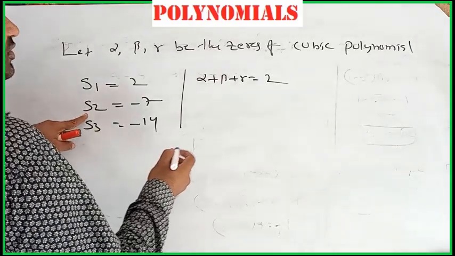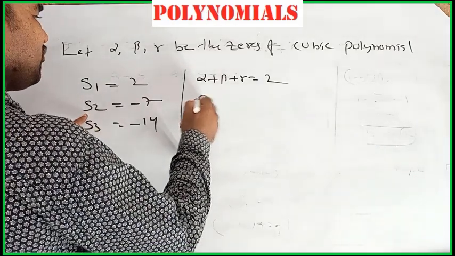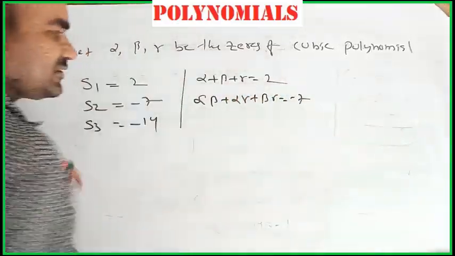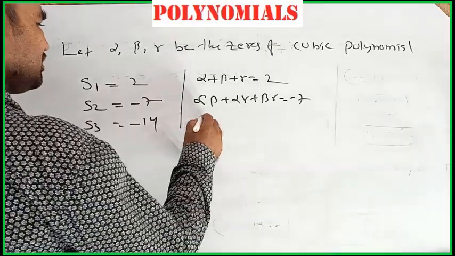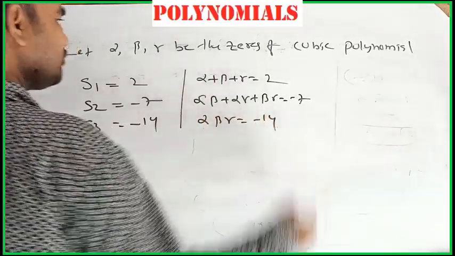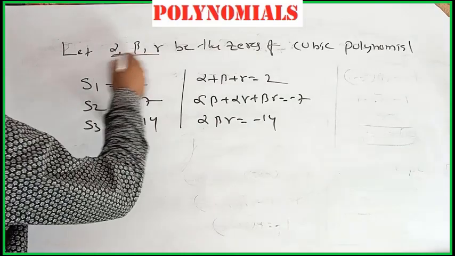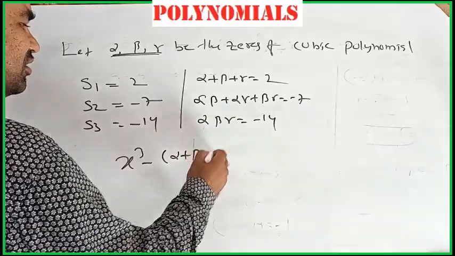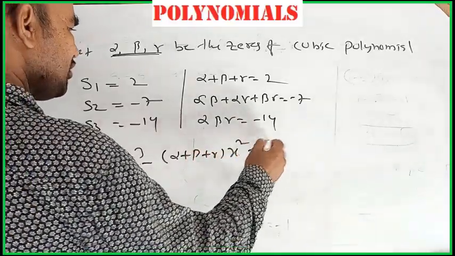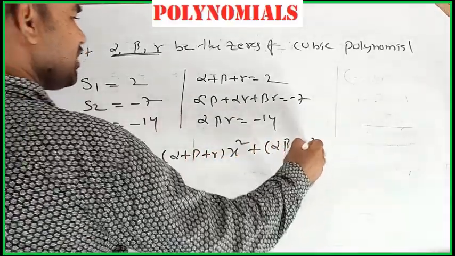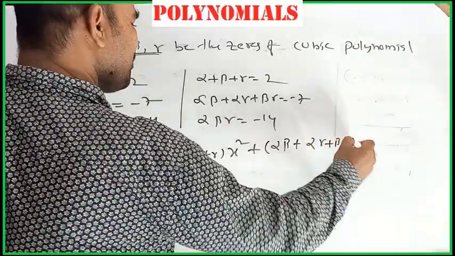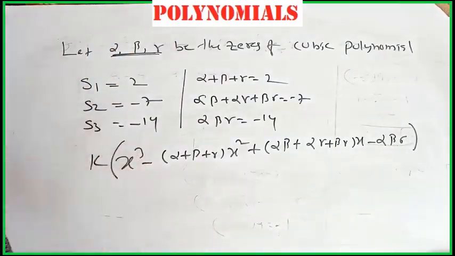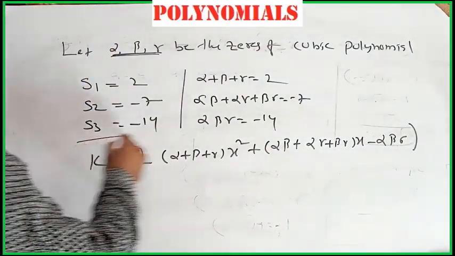Taken 2 at a time, what is the meaning of that? Alpha beta plus alpha gamma plus beta gamma equal to minus 7, and alpha beta gamma equal to minus 14. So you know that the required polynomial will be x cube minus (alpha plus beta plus gamma) into x square plus (alpha beta plus alpha gamma plus beta gamma) into x minus alpha beta gamma, with some real number k. Okay, this is the required polynomial.